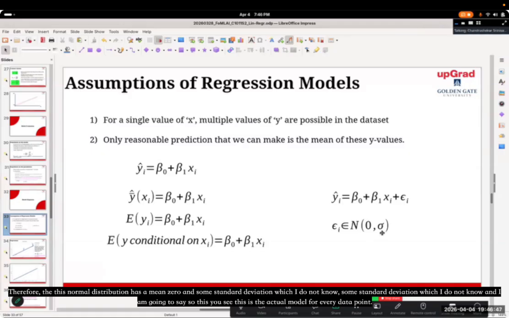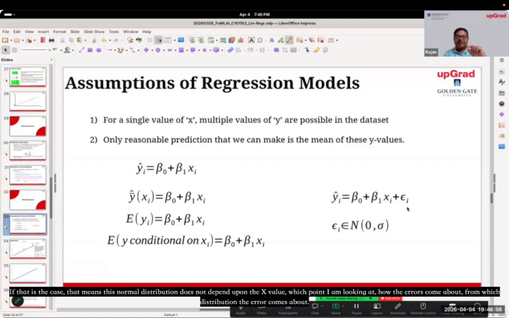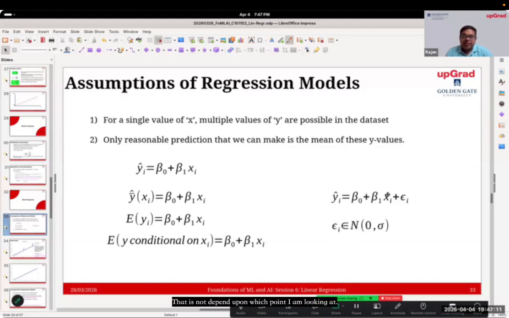This is the actual model for every data point. That essentially means this normal distribution does not depend upon which point I'm looking at. The distribution from which the error comes about is not dependent upon which point I'm looking at, and that is exactly what homoscedasticity is. This sigma we put in the unknown bucket. So some unknown error comes from some unknown distribution, but we know that the distribution is the same for all the data points.